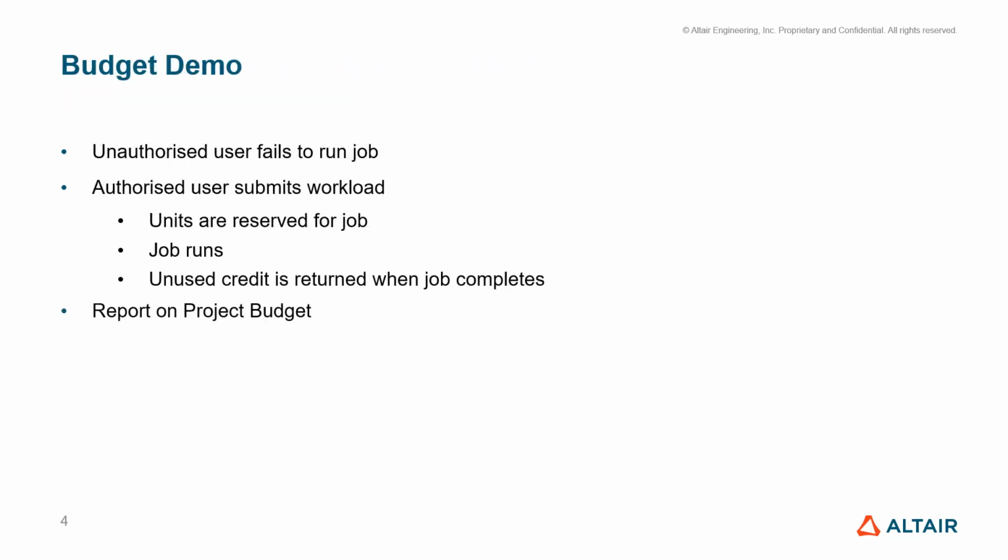In the demo, we're going to show you how jobs for unauthorized users fail to run. We're then going to submit a job with an authorized user and show how, first of all, the units are reserved for the job to ensure that we can't go over budget. The job then runs, and then any unused credit is returned when the job completes. And then finally, we're going to look at the report on how the project budget is being used. So over to you, Ian.